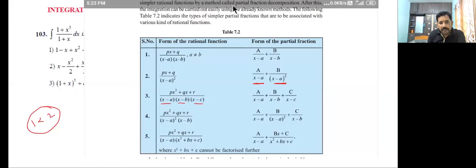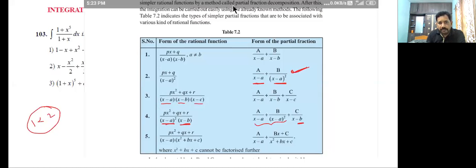These are three different linear polynomials. Whenever there are linear polynomials in the denominator, we can write like this: a by x minus a, b by x minus b, c by x minus c. Now, fourth one. Denominator, this is a repeated linear polynomial. Whenever there is a repeated linear polynomial, we have to write like this. See here also they are written the same way. X minus b is a non-repeated linear polynomial, so they write c by x minus b.